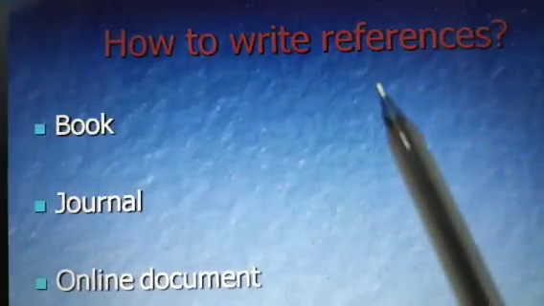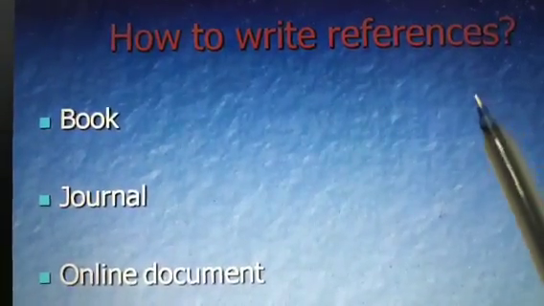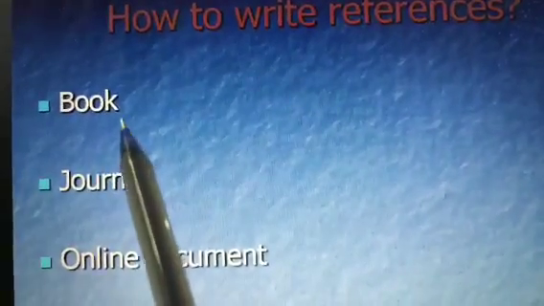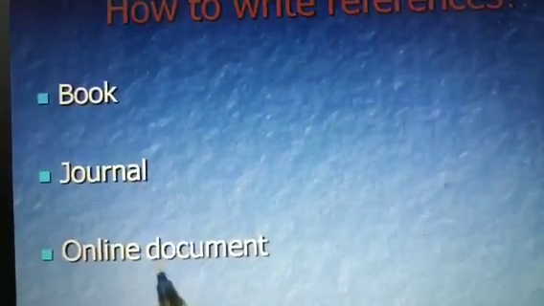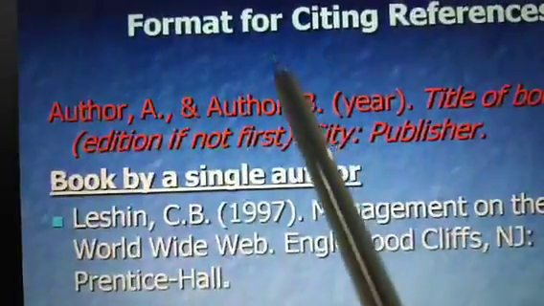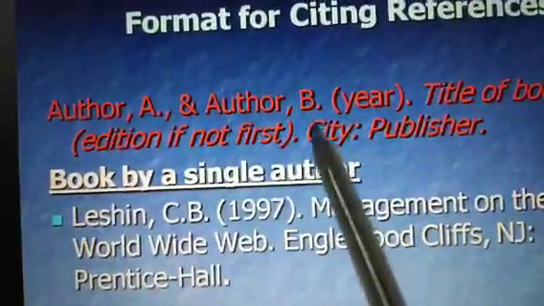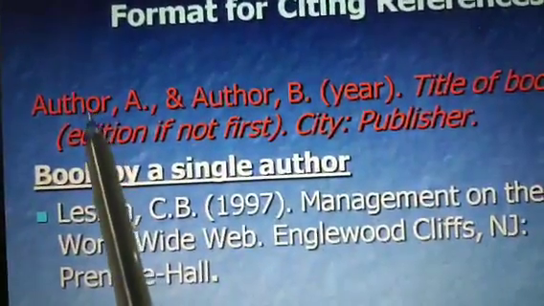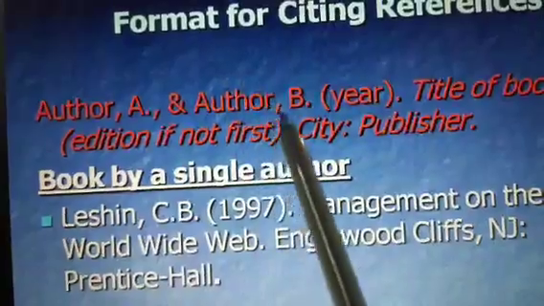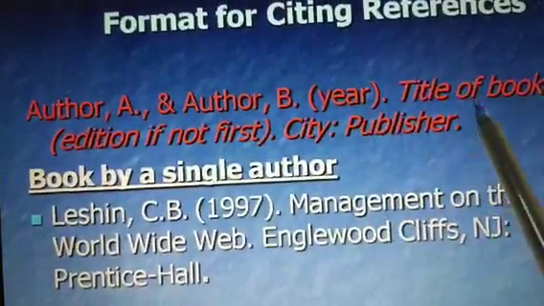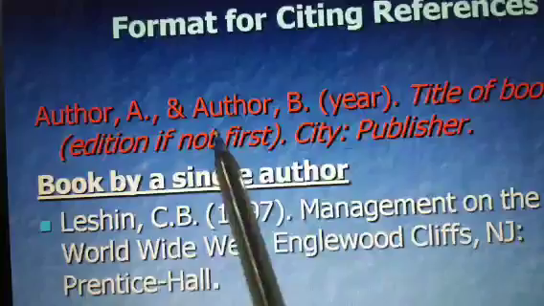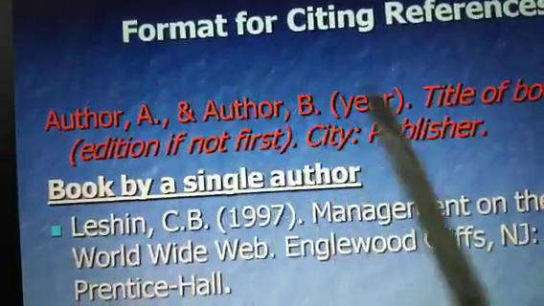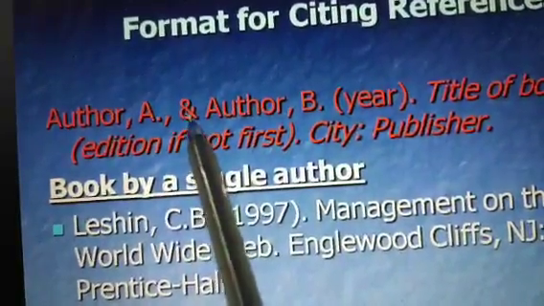So students, how to write references is the next question. To write references, broadly there are three types: book, journal, which I have told you also, and nowadays online documents are also very important. The format of citing references is like this. For a book with dual authors, you write the first author, then the second author, year of publication, title of the book, edition, publisher name, etc. This is the form of how to write in a bibliography.